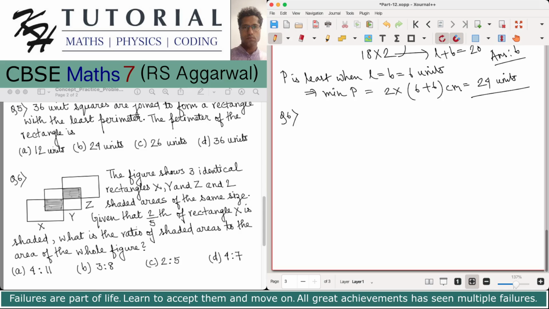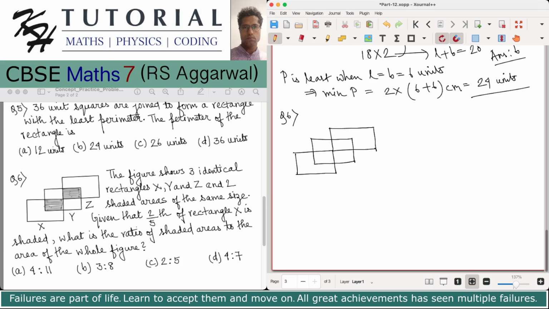Okay, let's quickly draw the diagram. So we have three congruent or identical rectangles. So we have something like this. And two shaded areas of the same size. So the area of the two shaded regions are same.